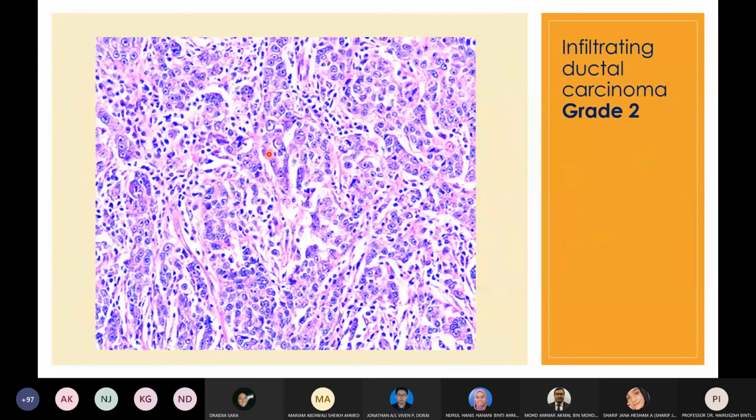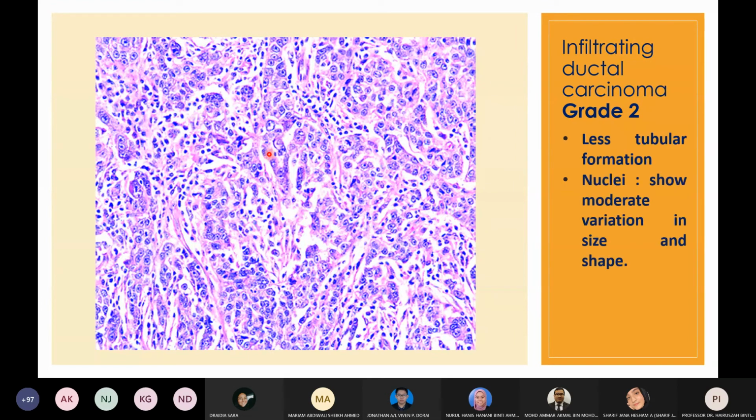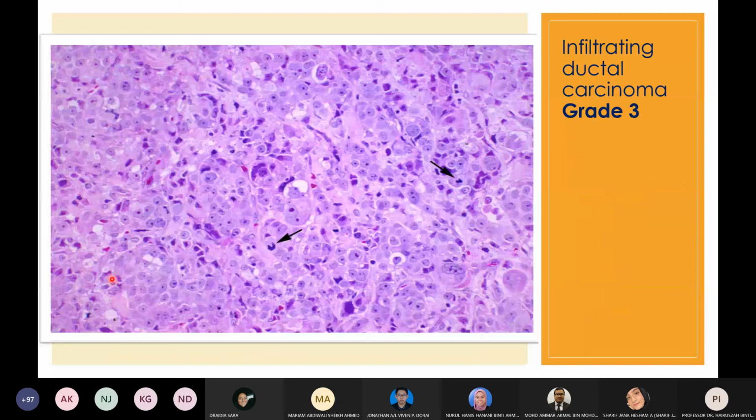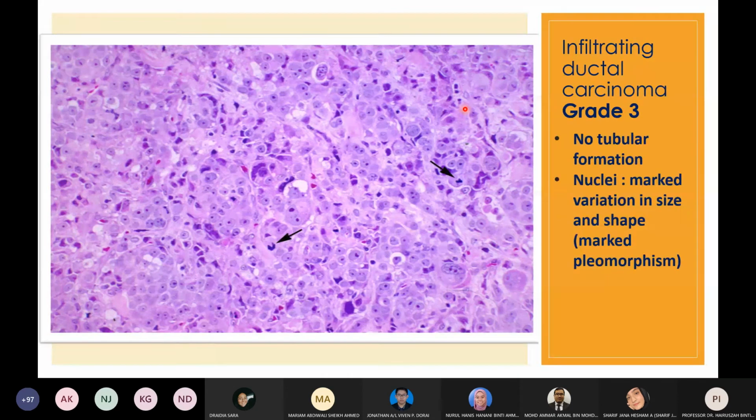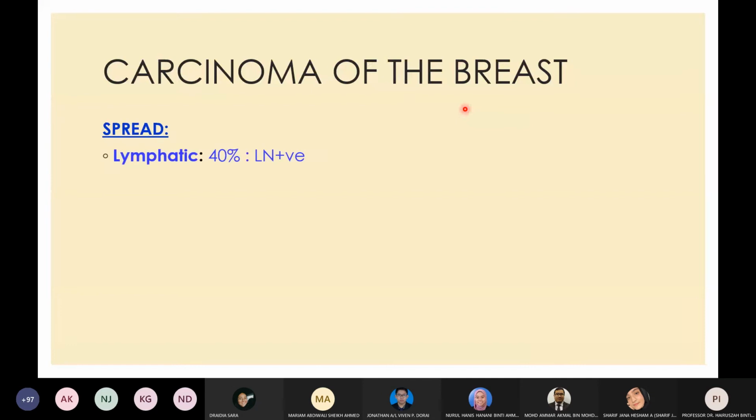What about grade 2? In grade 2, the gland formation is not so clear. The cells are looking bigger, right? And mitosis started to be seen around. Of course not as plentiful, but 1 or 2 around. Grade 3 is the highest grade, the most severe. There's hardly any gland formation. The cells and nuclei are very, very pleomorphic, and mitoses are usually plentiful. They are all over the place. So this is grade 3.